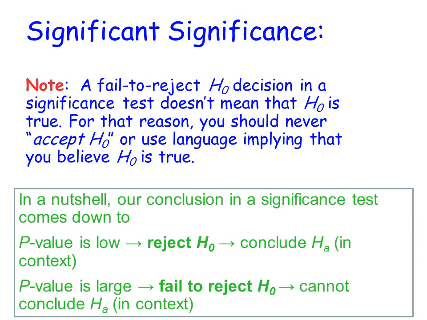Lastly, in a nutshell, our conclusion in a significance test comes down to the following. If your p-value is low, we reject H0, and we conclude HA, our alternative hypothesis, in context. If our p-value is large, we fail to reject H0, and we cannot conclude the alternative hypothesis. In class, we'll be discussing more about what this p-value is and how we find it.